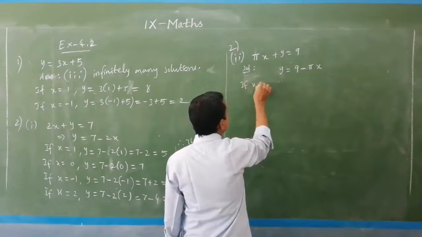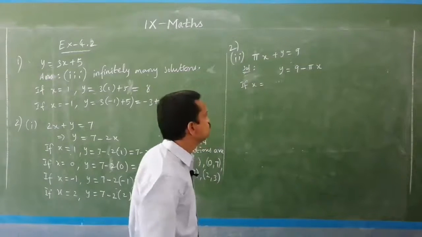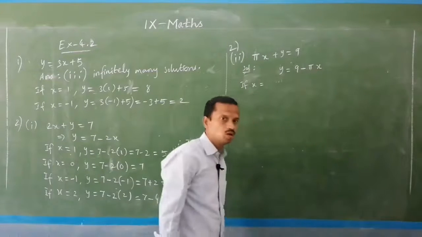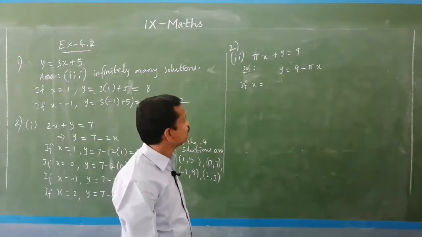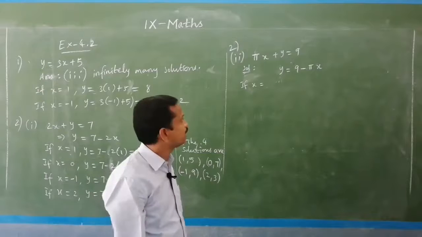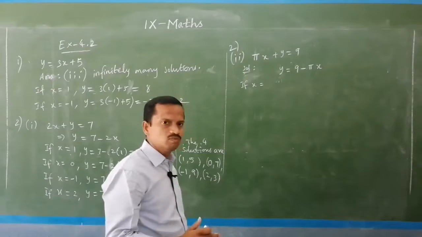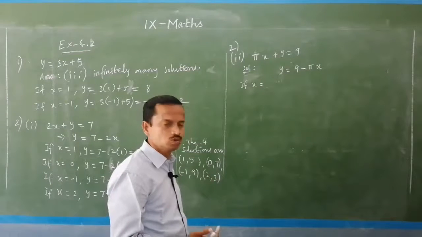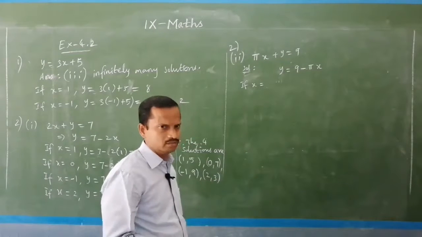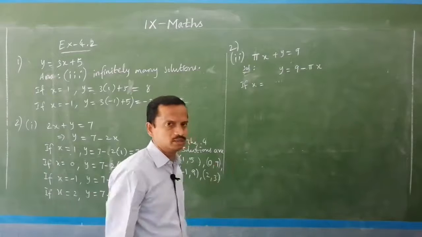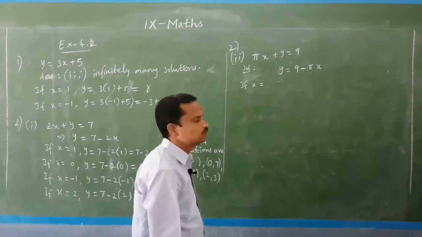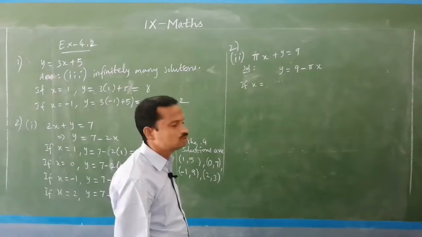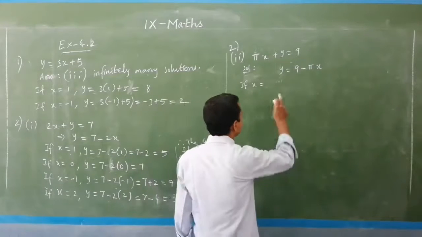Why am I writing like this? It is very easy when you keep y in terms of x. This is called expressing the given linear equation as y in terms of x. That means y equal to, and you have to transpose the other things to the right side. So, y you have to keep on the left side. That is the method, and it will be very easy. So, you have to express y in terms of x for finding solutions.